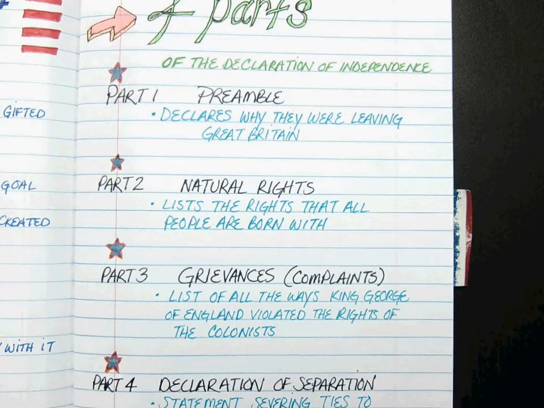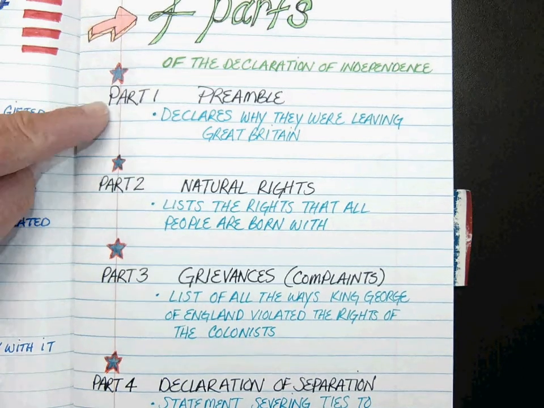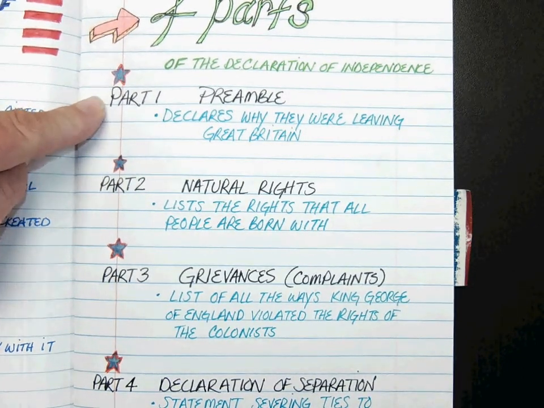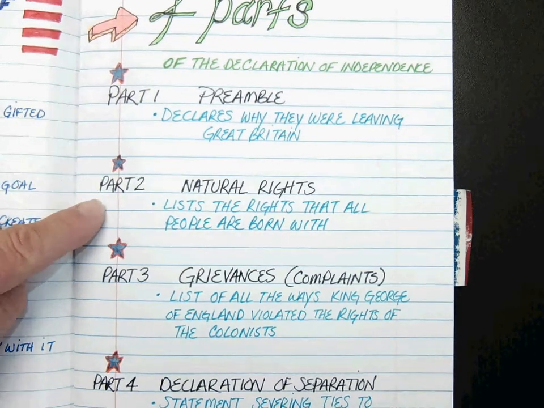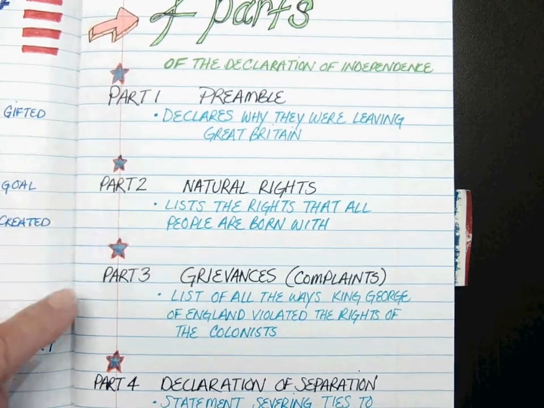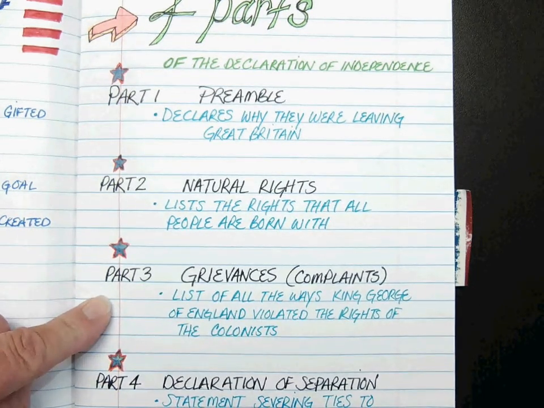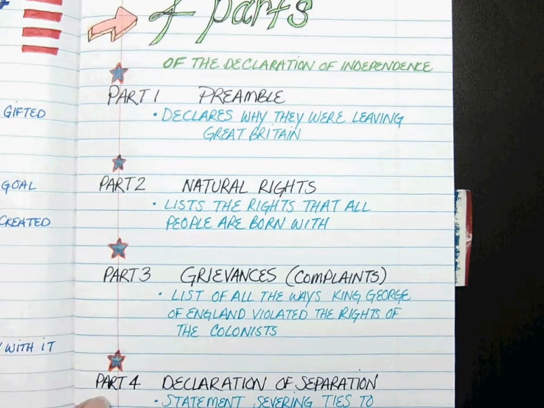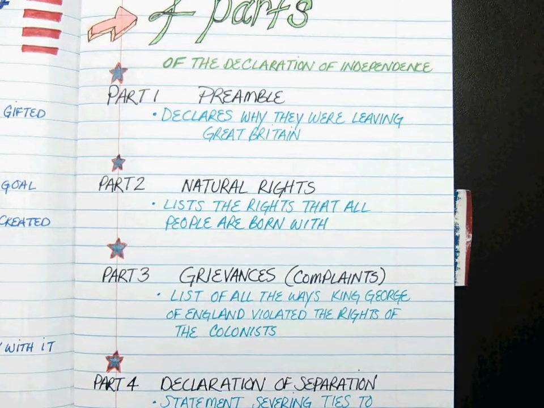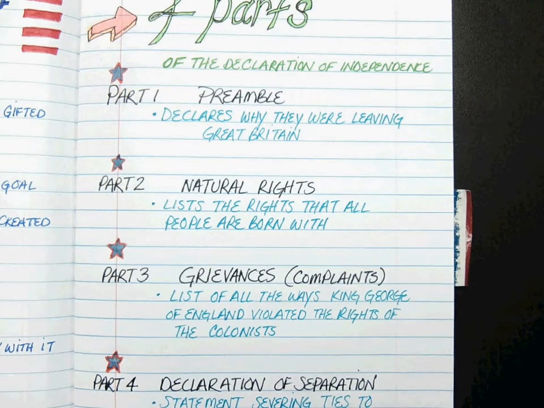Okay? And then part 4, because right now we've said why we want to leave. We've listed all of the rights that we have, and in part 3 all of the ways that the King of England has violated those rights. And so part 4 is our final, I call it the Declaration of Separation. This is the official statement, severing ties. From this point on, we are no longer bound by the King of England. We are a free people and a separate nation.